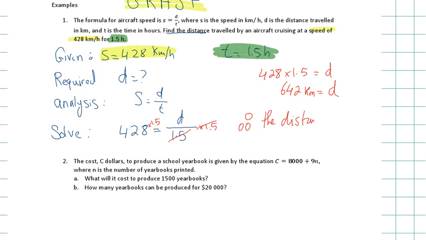traveled by the aircraft is 642 kilometers, and you're done. So this way is all about writing out your work and everything, right? That's right. Okay. And this is what I'm looking to see on your test, right?